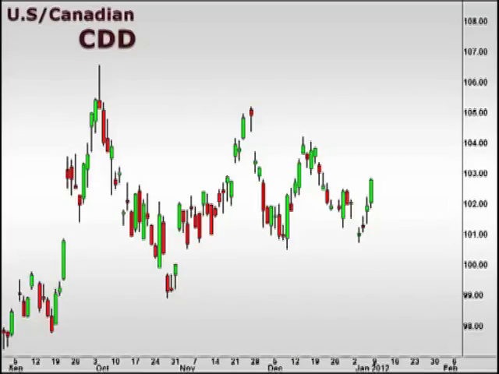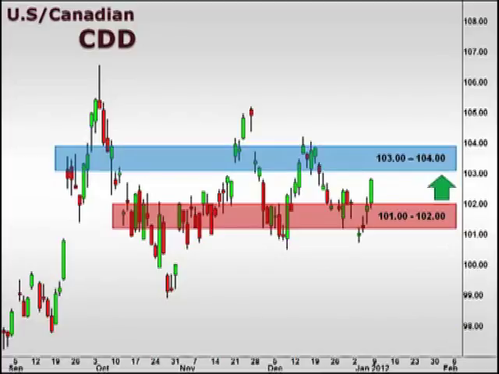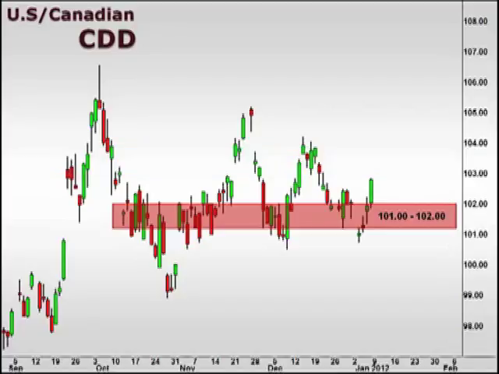Let's take a look at the CDD, the US versus the Canadian dollar. Well, the CDD has been trading within a 4-point range for the last 2 months. Having tested support at 101 last week, the CDD now appears to be heading for a test of the 103-104 focal zone. Any weakness this week is likely to be contained within this 101-102 focal zone.